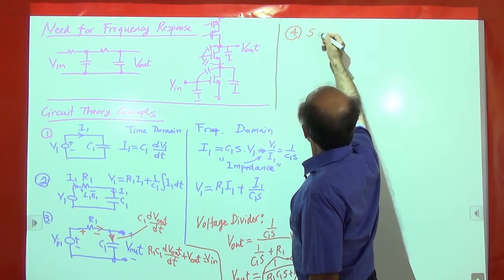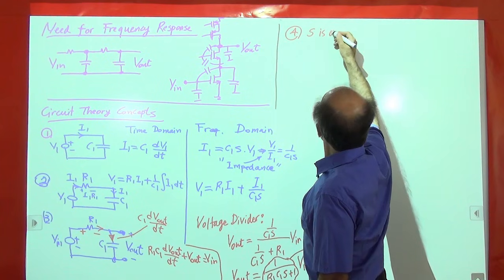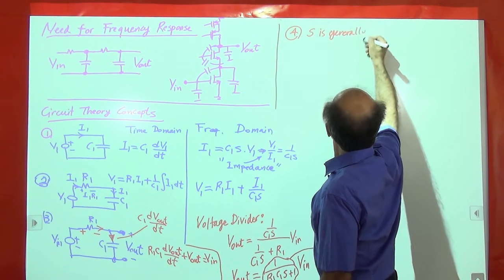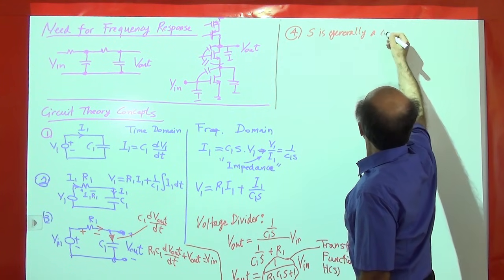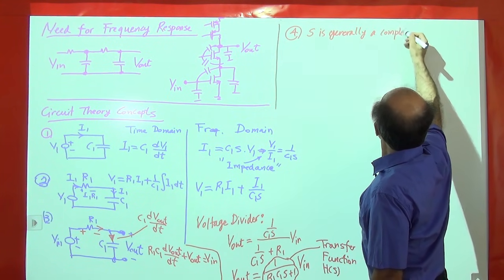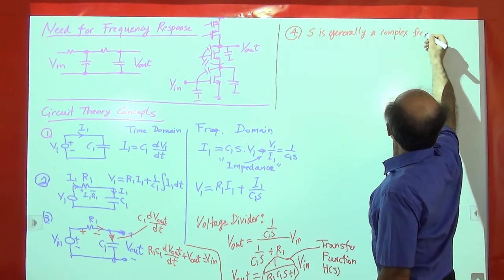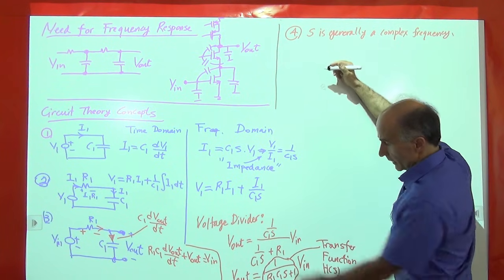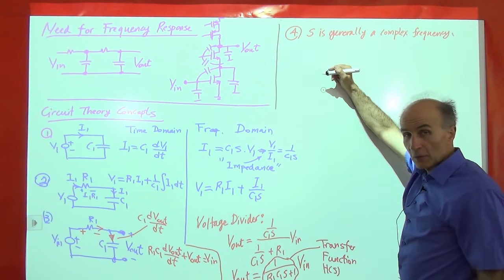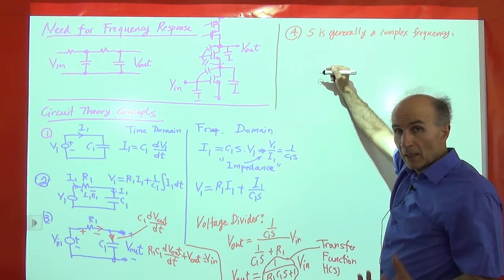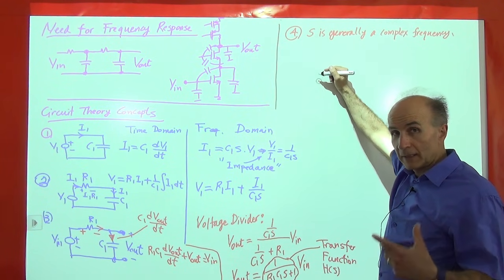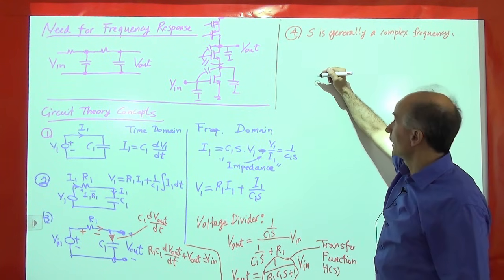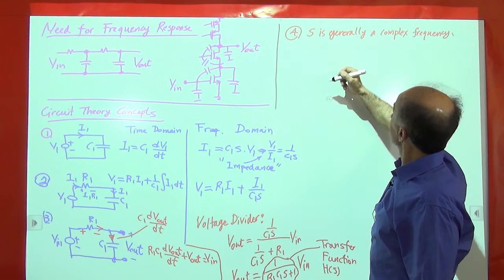Okay, the next concept that I want to introduce is concept number 4. S is generally a complex frequency. This S that appeared everywhere here, if you remember, arises because we assume that the input has something like e to the st in it, and then at the end we get this. So anyway, S is generally complex.